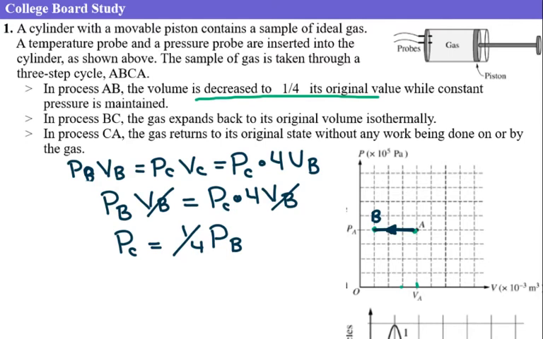So I need to go to 1/4 PB, which is right here. And it's isothermal, so it's going to look like this. So it's this process. And then the last one, CA, the gas returns to its original state without any work being done on or by the gas. And if there's no work done on or by the gas, it's isovolumetric. Volume stays the same. And this is going to be your final process. So you have B, and this is C, and then back to A.